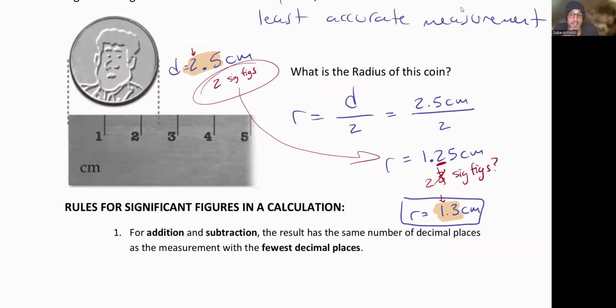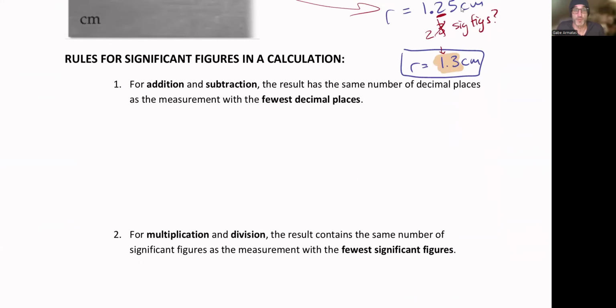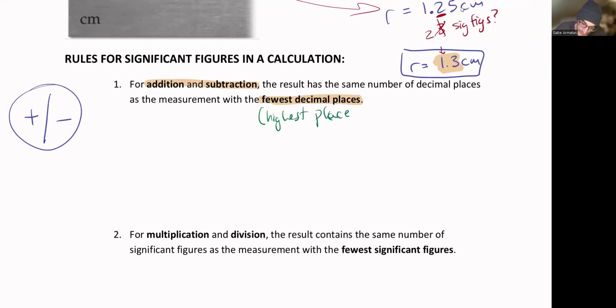So significant figures in a calculation, we have a set of rules that control sig figs in a calculation. And these rules are relatively straightforward. So let's take a look at the first one. So we're going to look at this in two ways. If I'm going to be adding or subtracting, I've got one set of rules. So add or subtract, I am going to go with the fewest decimal places. That's a little bit of a misnomer. Fewest decimal places, really it's going to be the highest place.